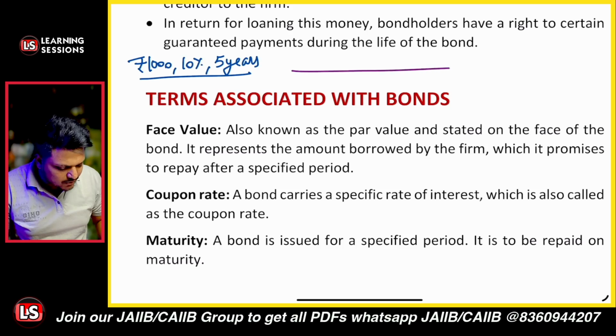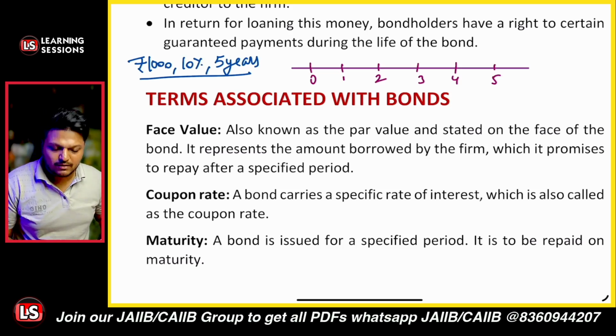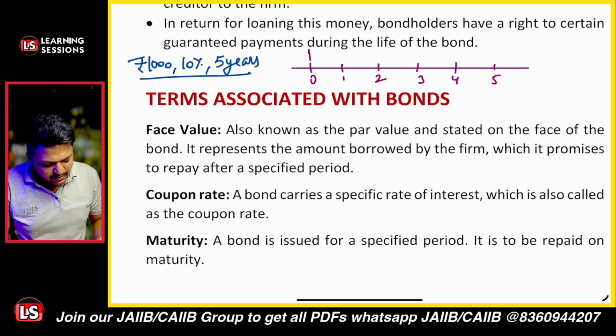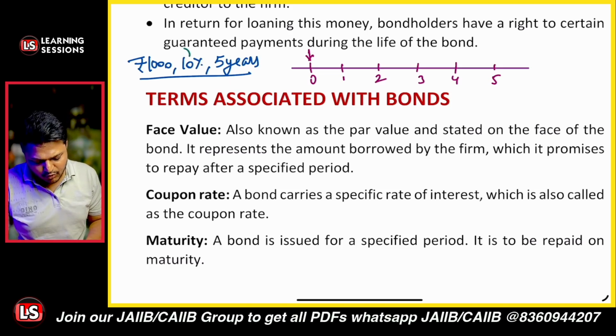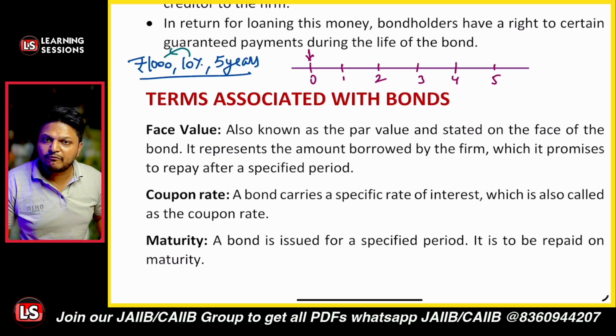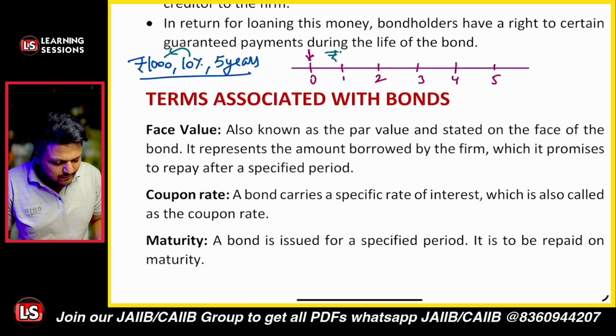So let me just draw the timeline for you. We have the different years: 0, 1, 2, 3, 4, and 5. Right? So you just invested the money right here, and at the end of every year, you get the coupon. The coupon is calculated on the face value of the bond. So 10% is the coupon which is mentioned and it is calculated on the face value, that is rupees 1000. So we'll be getting rupees 100 every year for the next 5 years. This is the return that we'll be getting.